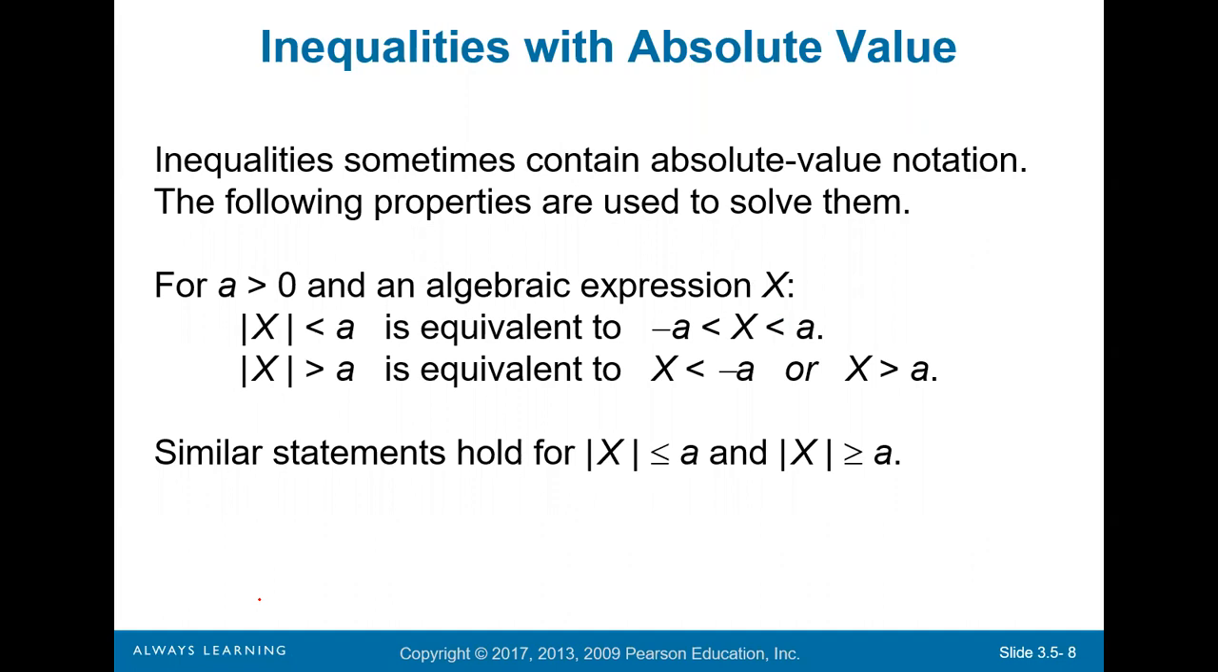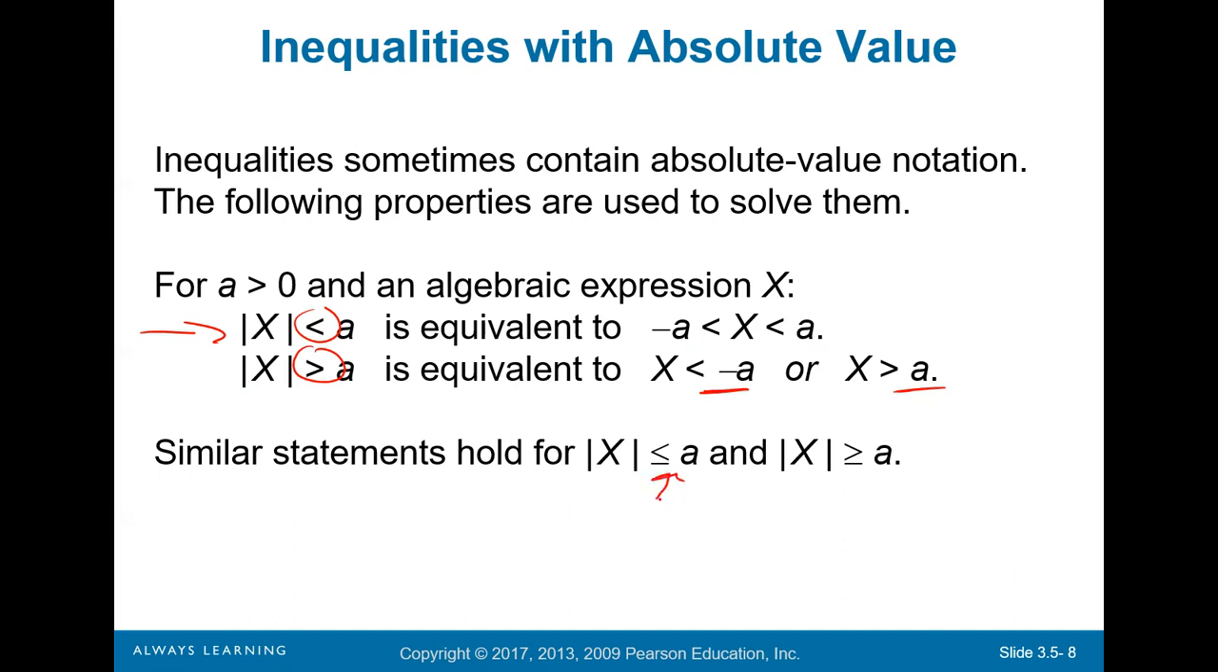So now it says inequalities sometimes contain absolute value notation. The following properties are used to solve them. For A greater than 0, so it means all positive numbers, and an algebraic expression, we get this expression. It says the absolute value of X is less than A. It's equivalent to X falling between negative A and A. Okay? If X is greater than A, so now look, we're using inequalities, then that means we're going to have a negative A and an A. So let's just solve these and maybe it'll make better sense.